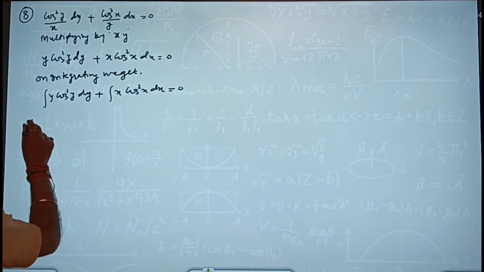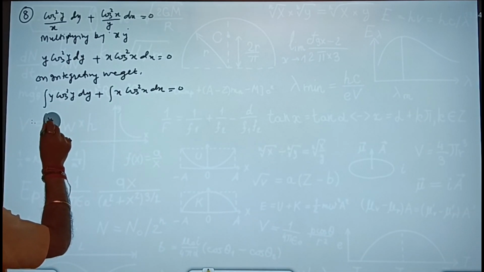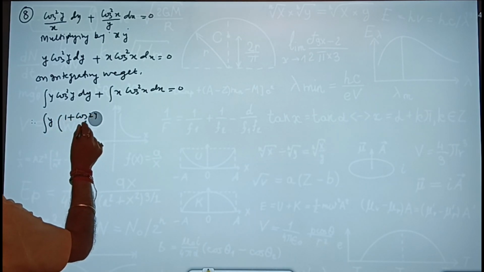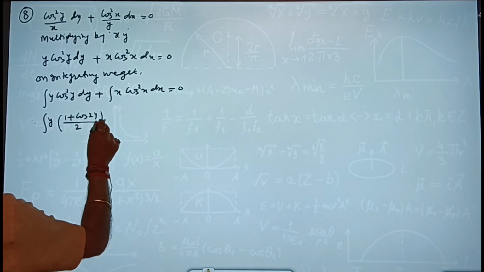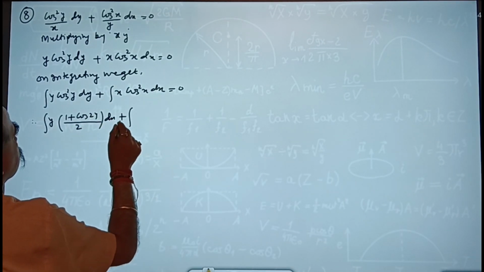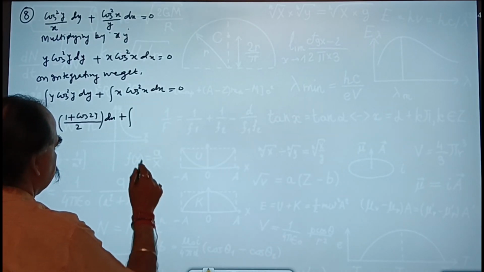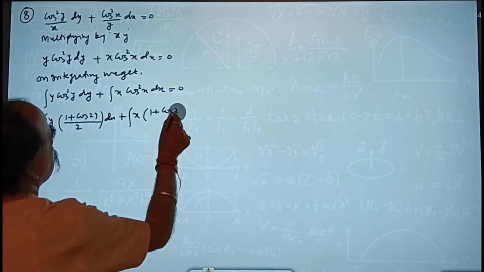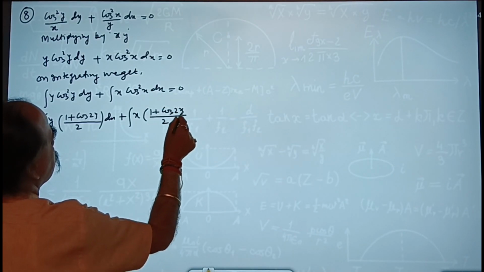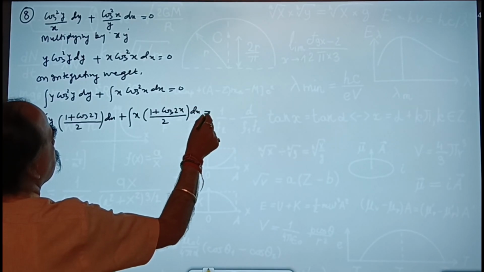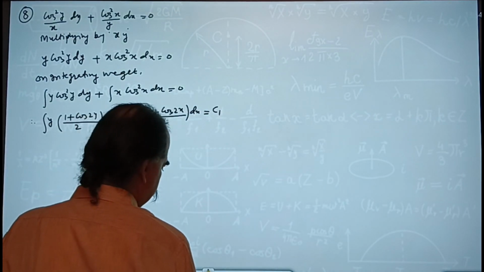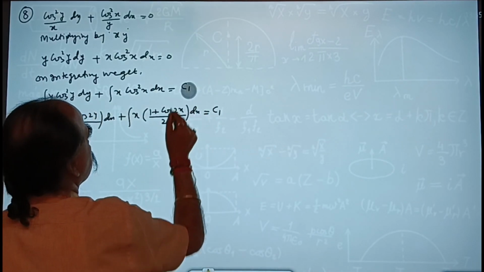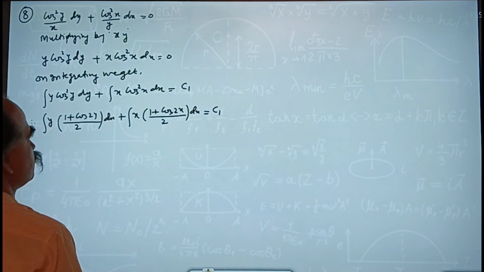Therefore, cos square y is what? 1 plus cos 2y upon 2, plus x into 1 plus cos 2x upon 2 is equal to C1. We will multiply through it by 2.